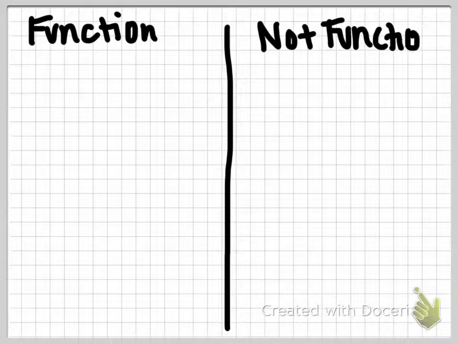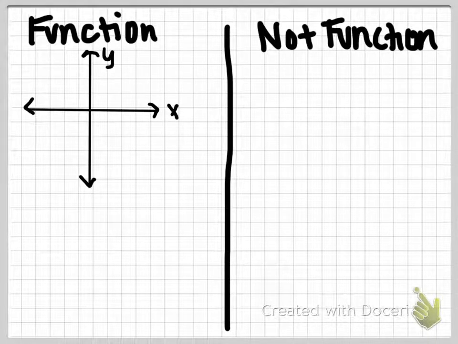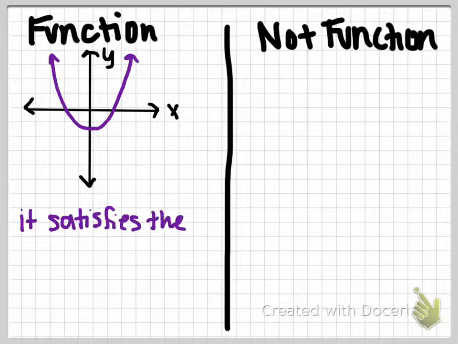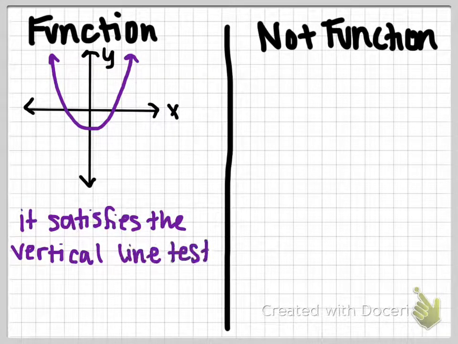And finally, we can look at functions in graph form. So I set up my x and y coordinate plane, and a function could look like this. It's a function because it satisfies the vertical line test. The vertical line test is whenever you put a vertical line on your graph, and you can use your finger or your writing utensil, which is hopefully a pencil in math, and you move left to right.